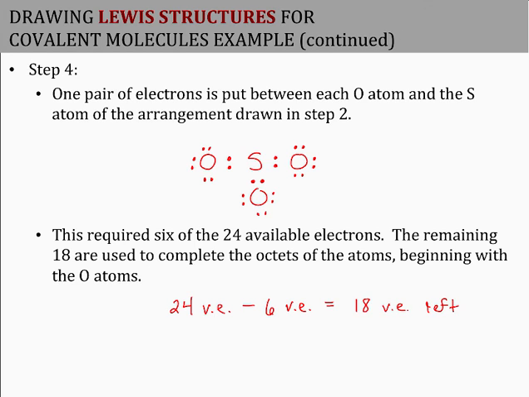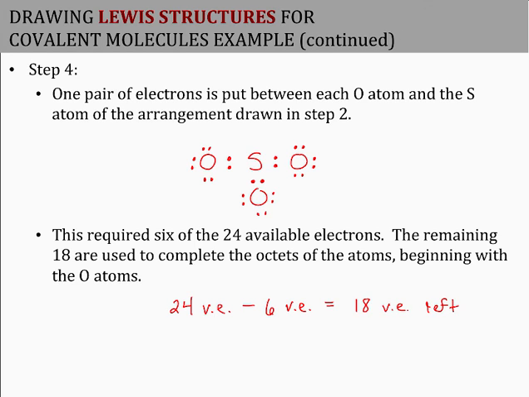Okay, so each oxygen now has 8 valence electrons. And now let's count and see how many electrons we've used. So starting with the oxygen on the left, we have 2, 4, 6, 8. We'll jump to the oxygen on the bottom. 10, 12, 14, 16. And then the oxygen on the right, 18, 20, 22, 24. Okay, so we used up all of our electrons, and you'll notice that the 18 electrons we had left were placed around each oxygen to give them octets.